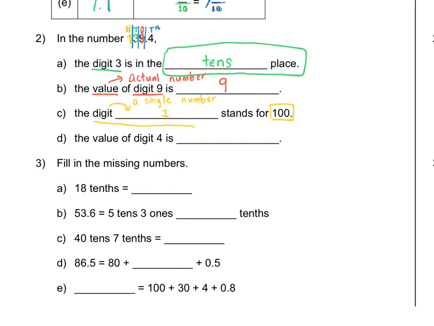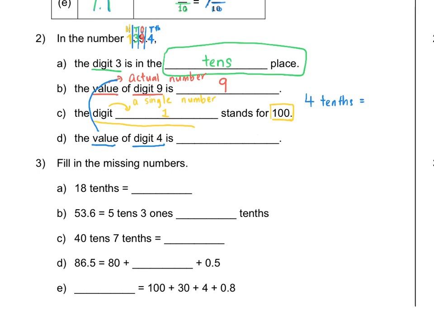Next, for part D, the value, once again they're asking for the value, which is the actual number of digit 4. What is the value of digit 4? Let's focus on the digit 4. It is in the tenths place. So what is the value of 4 tenths? How do you write it as a number, the actual number?